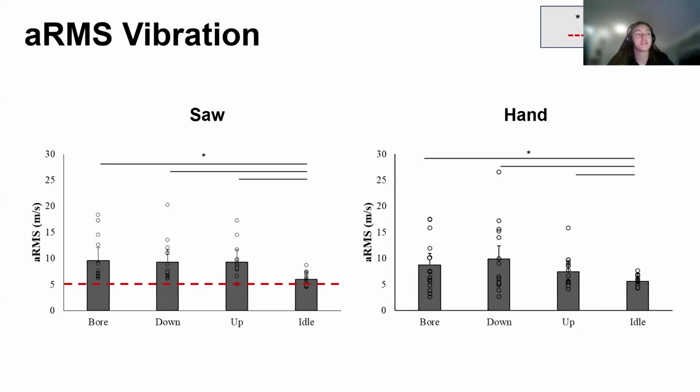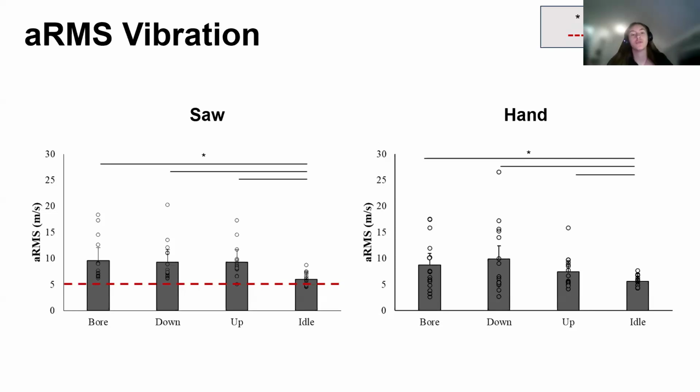So to get into the results of the study, starting with the left plot here, total saw vibrations were extremely high across all cutting conditions. The highest values occurred during the bore cut, being about 9.6 meters per second squared, and about 9.2 for both the down and the up cut. Although these saw vibrations were significantly lower during idle, if you look at that red horizontal dashed line, going back to what Mike was talking about at the beginning of the presentation, the threshold limit value for an 8-hour shift is 5 meters per second squared. So across all cutting conditions, as well as the idle, it was over that limit.